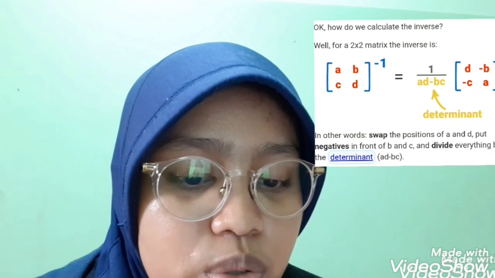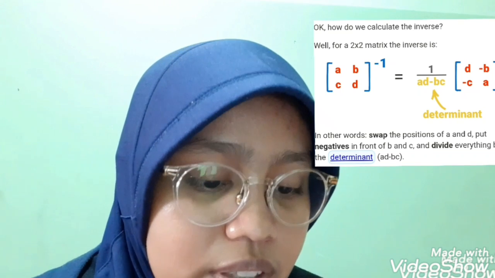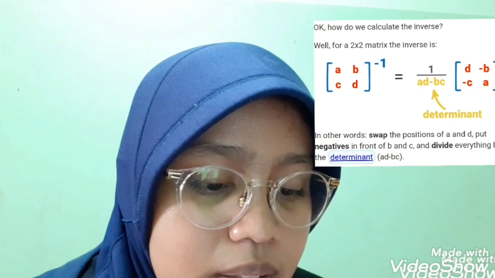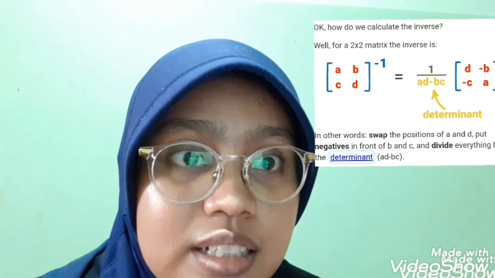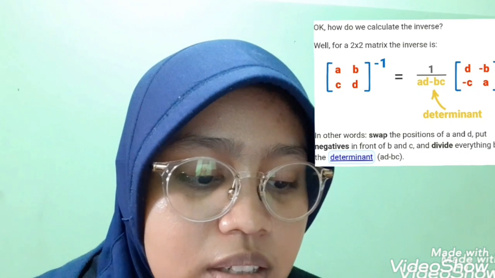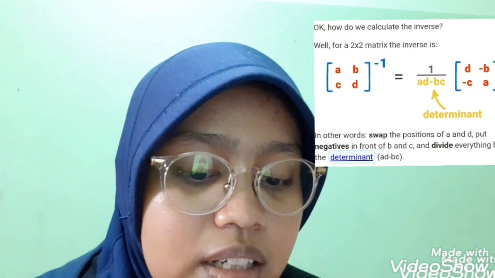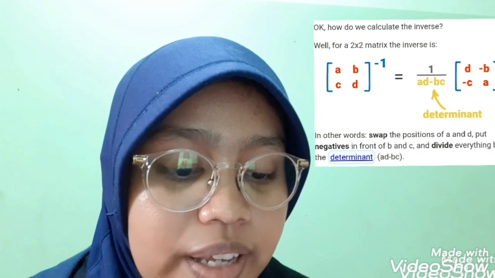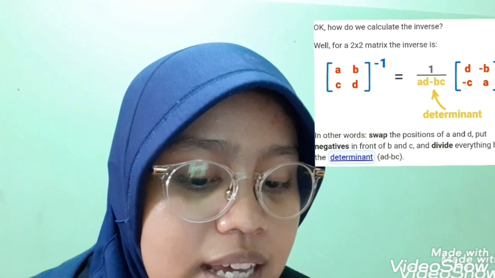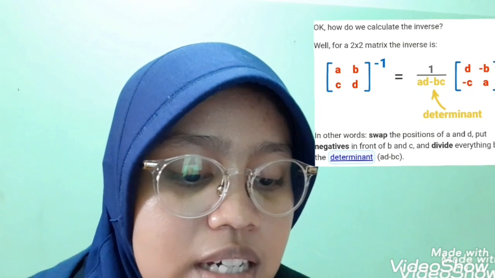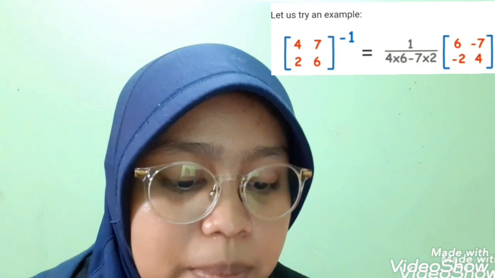Well, for a 2 by 2 matrix, the inverse of [A, B; C, D] equals 1 divided by AD minus BC, which is the determinant, multiplied by [D, minus B; minus C, A]. In other words, swap the positions of A and D, put a negative in front of B and C, and divide everything by AD minus BC, the determinant. Let us try an example.